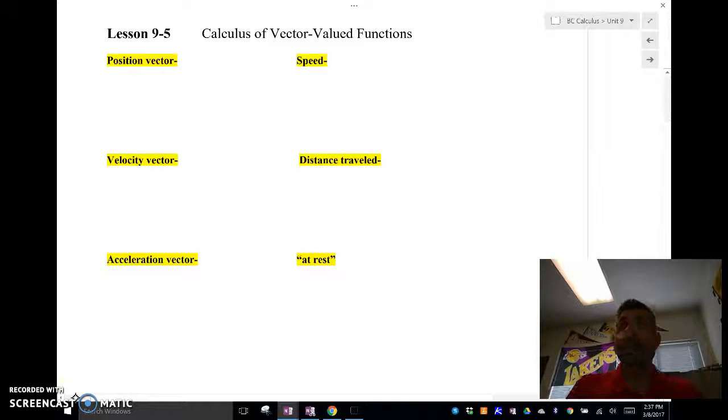The last lesson in BC Calculus. We're talking about calculus of vector-valued functions. So I'm going to talk about some vectors here.